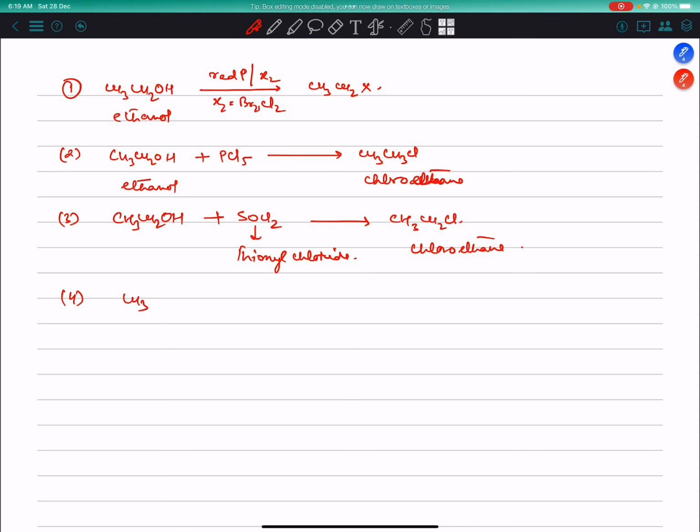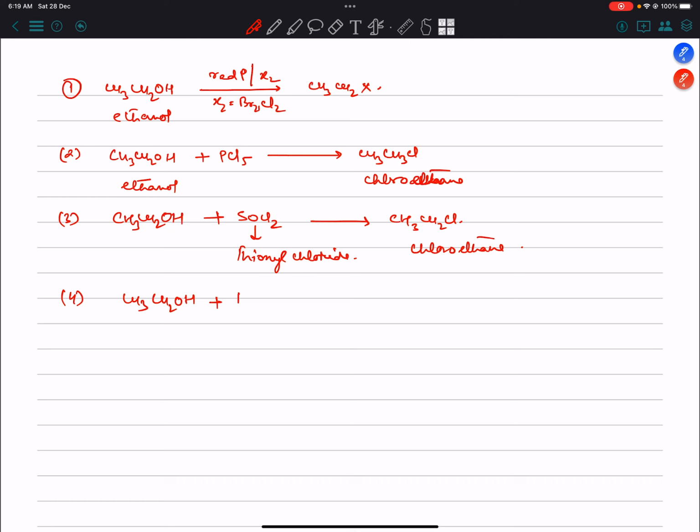When an alcohol reacts with concentrated HCl in presence of ZnCl2, it forms chloroalkane. Here the product is chloroethane. The reagent concentrated HCl and ZnCl2 is also called Lucas reagent.